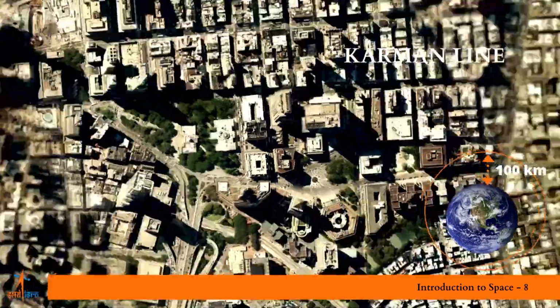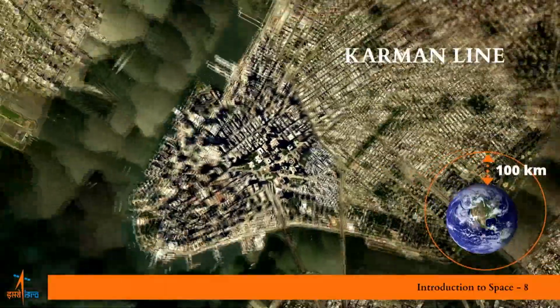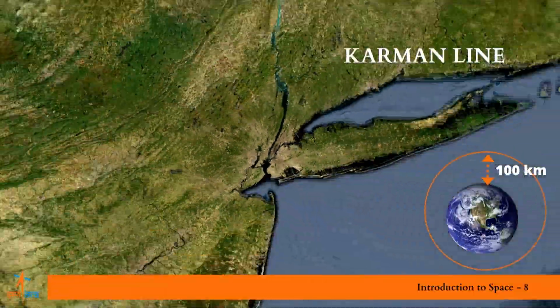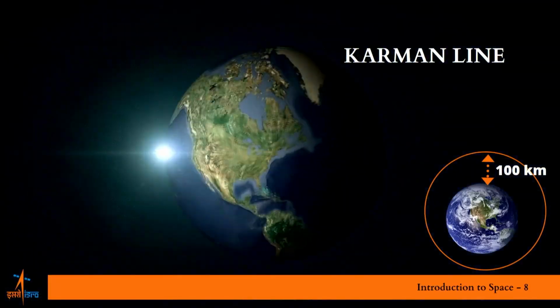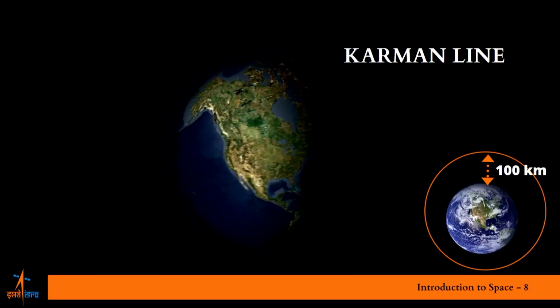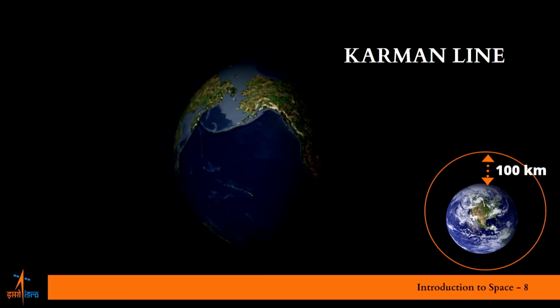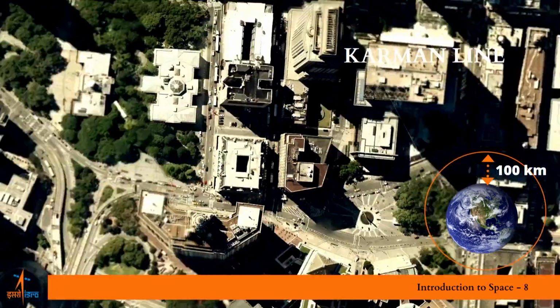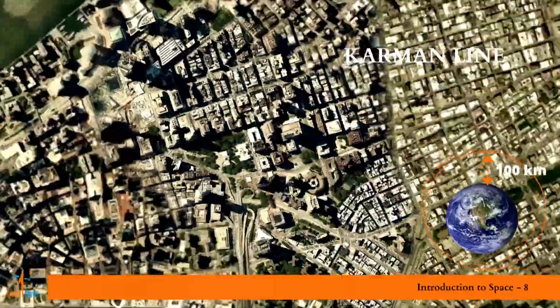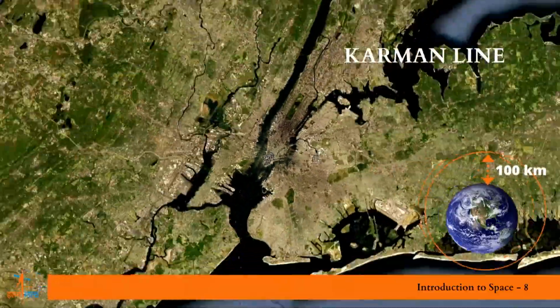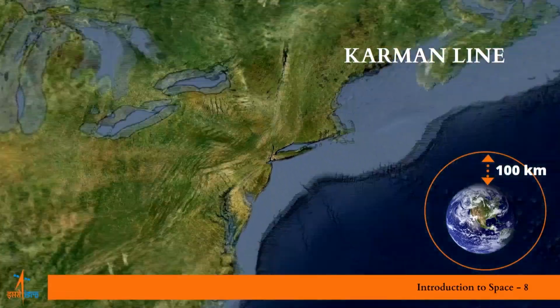So, the beginning of space is the boundary line between the Earth's atmosphere and outer space. It is approximately 100 kilometers from the surface of the Earth. The imaginary boundary line is called the Kármán line. The Kármán line is defined by the Fédération Aéronautique Internationale (FAI), which is a world air sports federation.